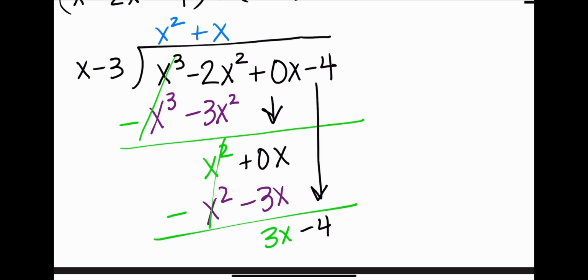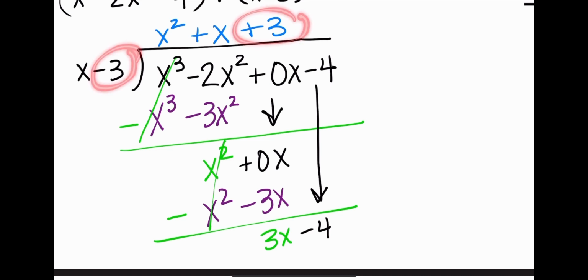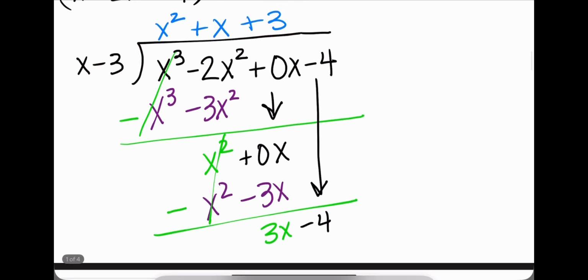Start the process over again. We are dividing. 3x divided by x is just 3. Now we multiply. 3 times x, 3 times negative 3. 3 times x is 3x. 3 times negative 3 is negative 9. Now we're ready to subtract.